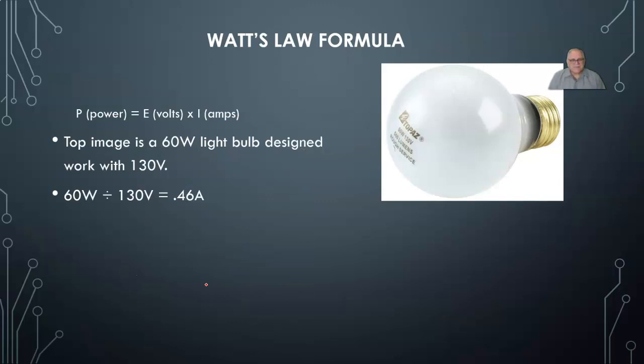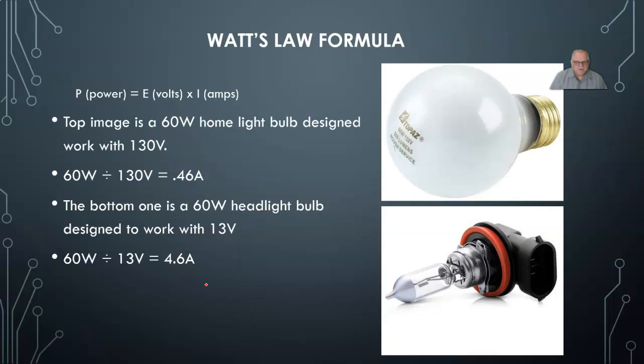So this one here, we have a home light bulb. It's a 60-watt light bulb, and you see they designed it to run at 130 volts. So 60 watts divided by 130 volts means it's less than a half amp, so 0.46 amps.